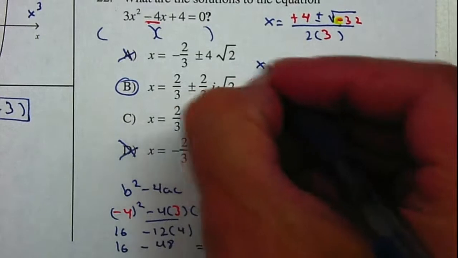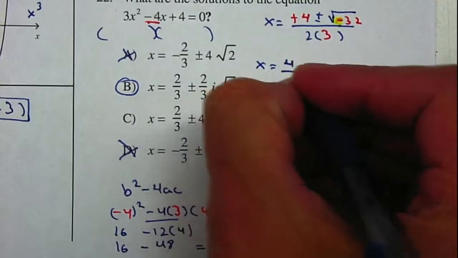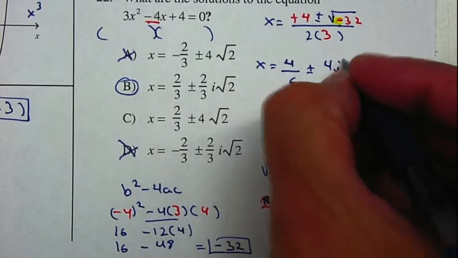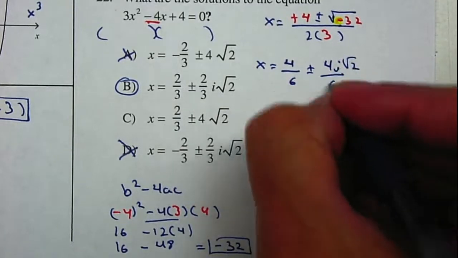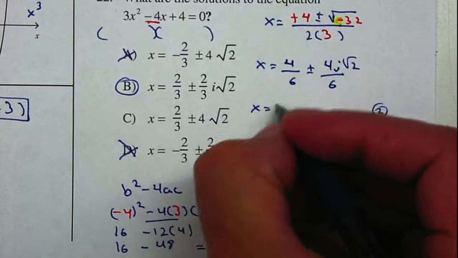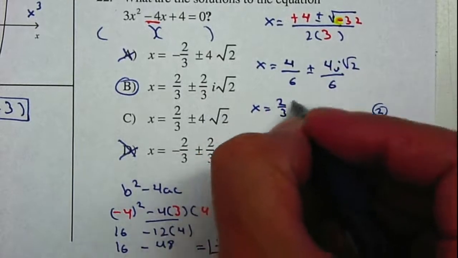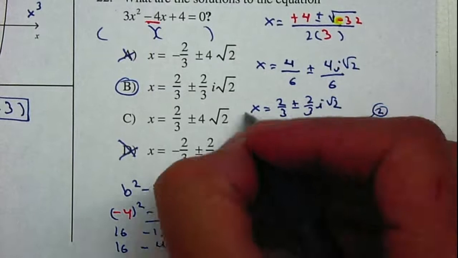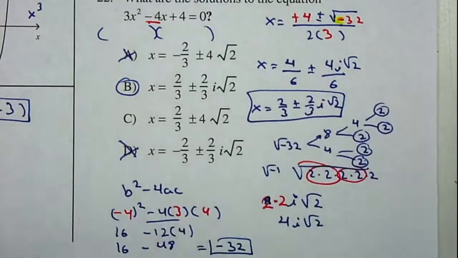So I'm going to separate my fraction. It'll be 4 over 6 plus or minus 4i square root of 2 over 6. So notice that they both are divided by 6. I'm going to reduce my fraction, so it gives me 2 over 3 plus or minus 2 over 3 i square root of 2. And that is the full answer. So your answer will be B.